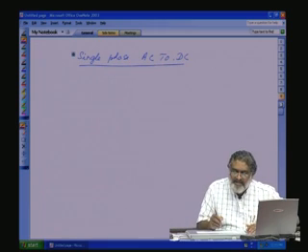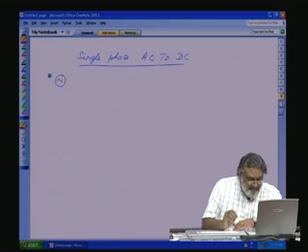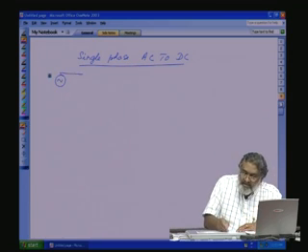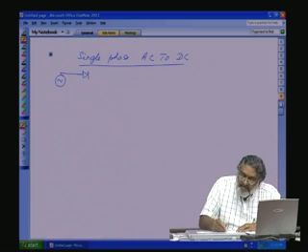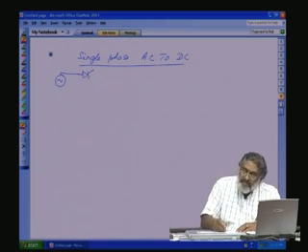The most basic single phase power converter, the schematic is like this. Let us represent our mains like this. This is our controlling device, this is the thyristor. Then you have the load. Load I will simply represent like this.